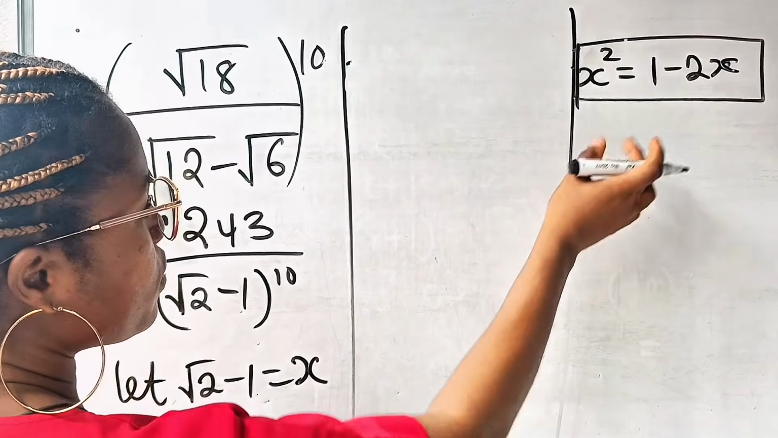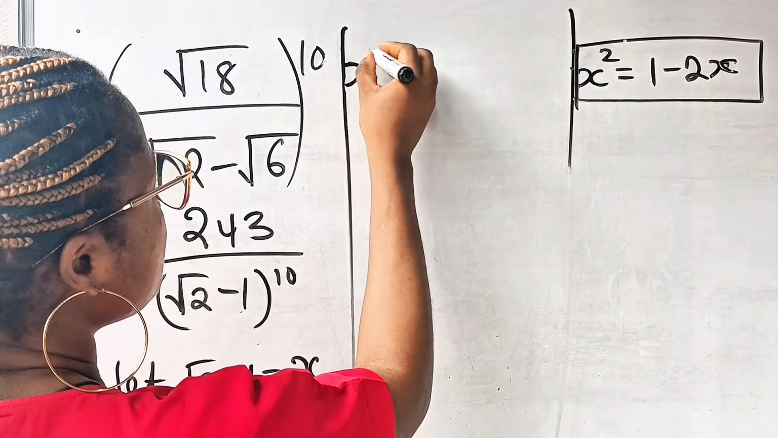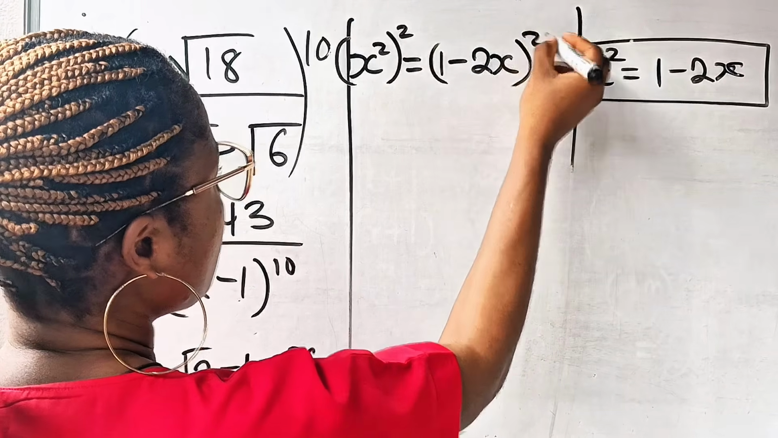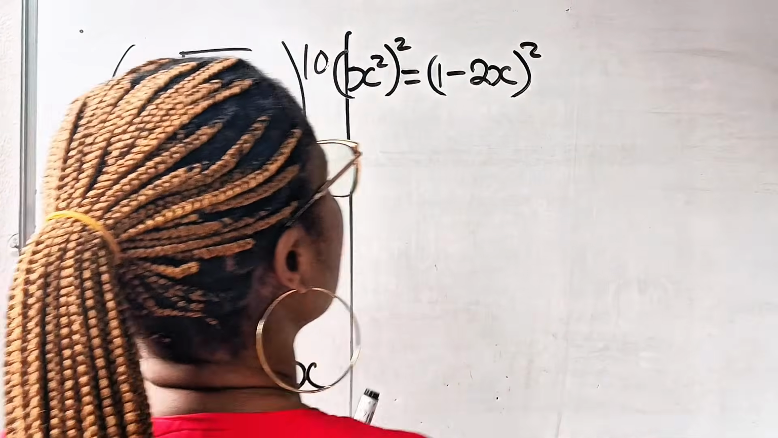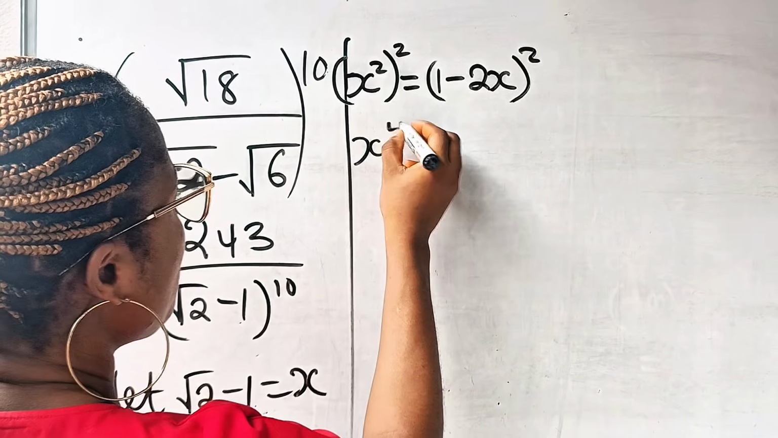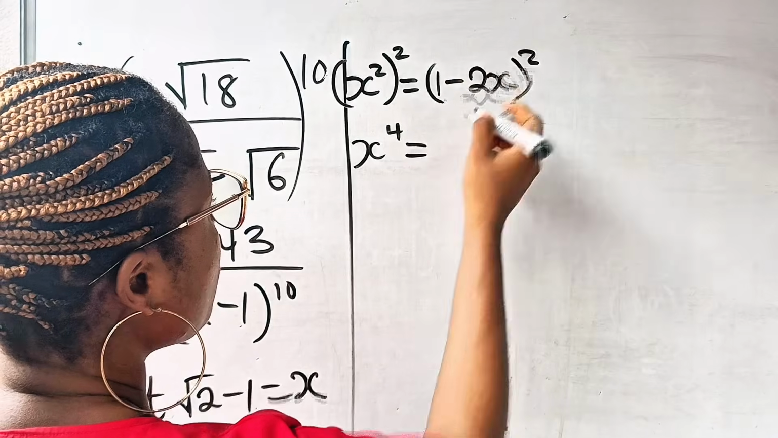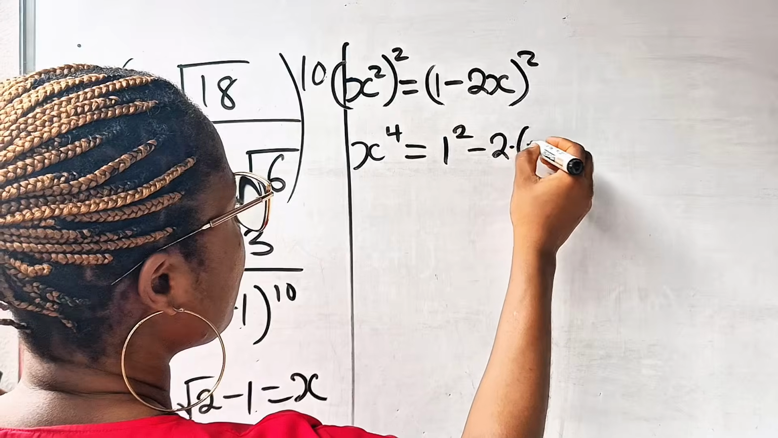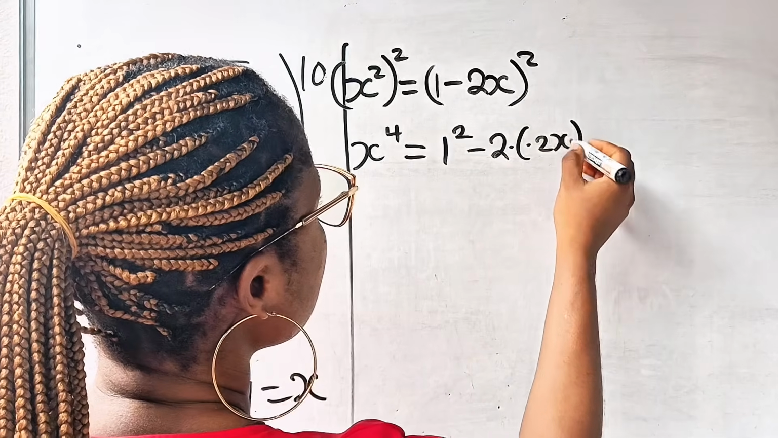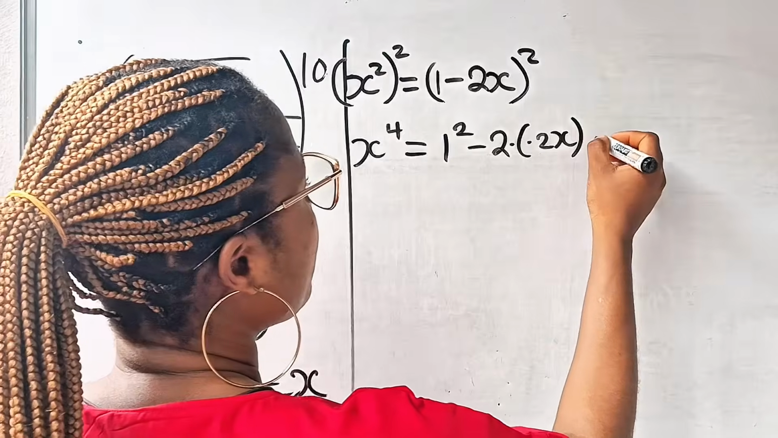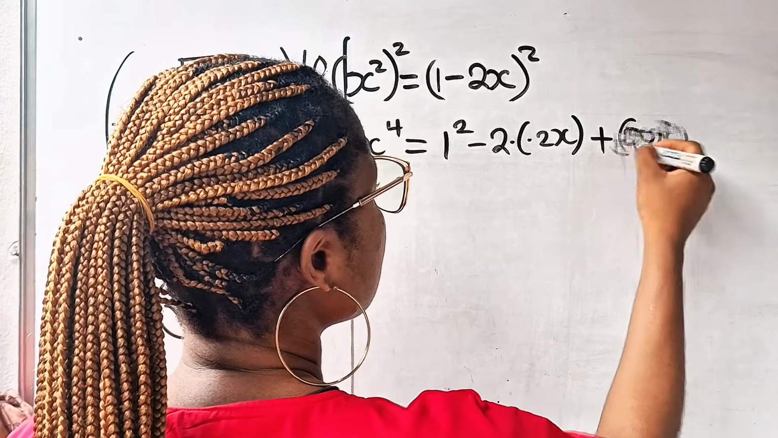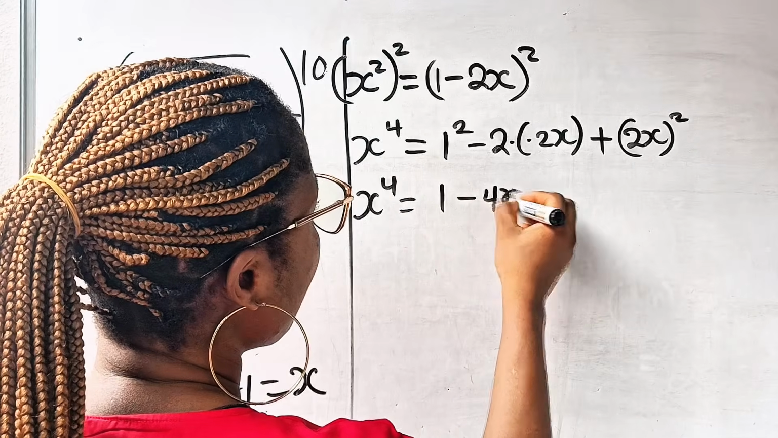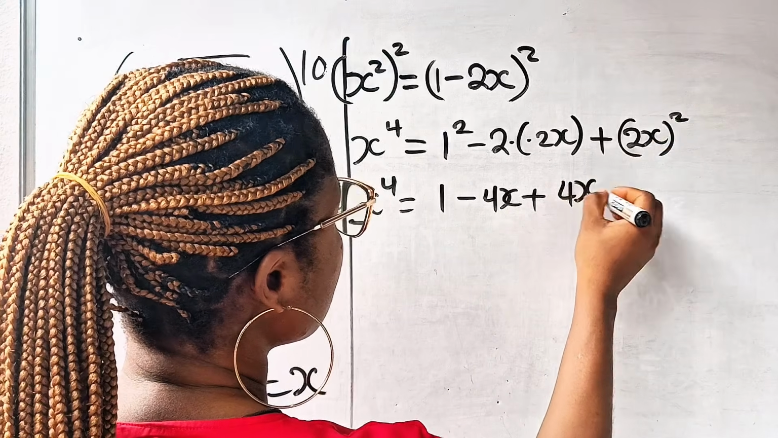So let us square both sides of this equation. So we have x to the power of 2 all squared is equal to 1 minus 2x all squared. So we have x to the power of 4 is equal to, this will give us 1 squared minus 2 multiplied by 2x multiplied by 1, which is still the same, then plus 2x all squared. So we have x to the power of 4 is equal to 1 minus 4x plus 4x squared.